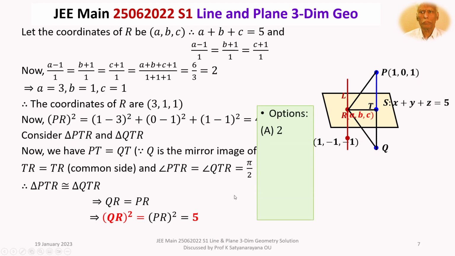Let's look at our options. Our answer 5, QR square is equal to 5, appears against option B. Therefore, the answer to this question is option B.